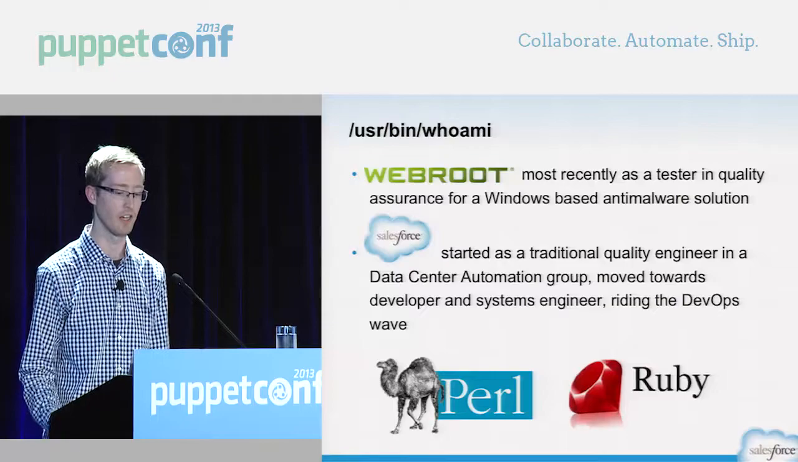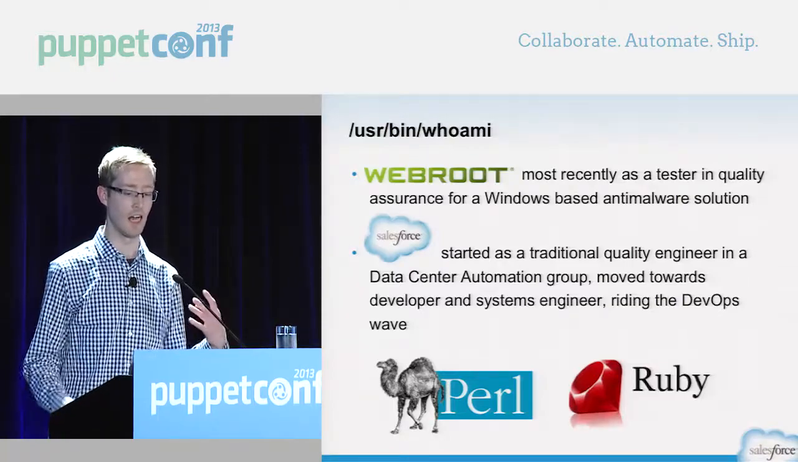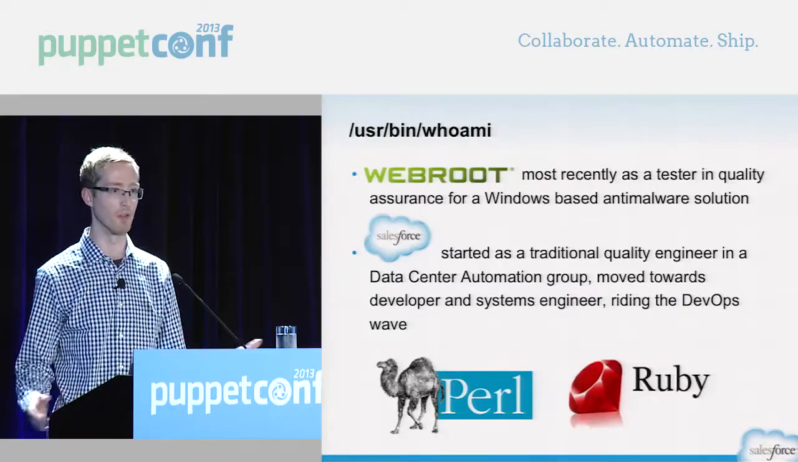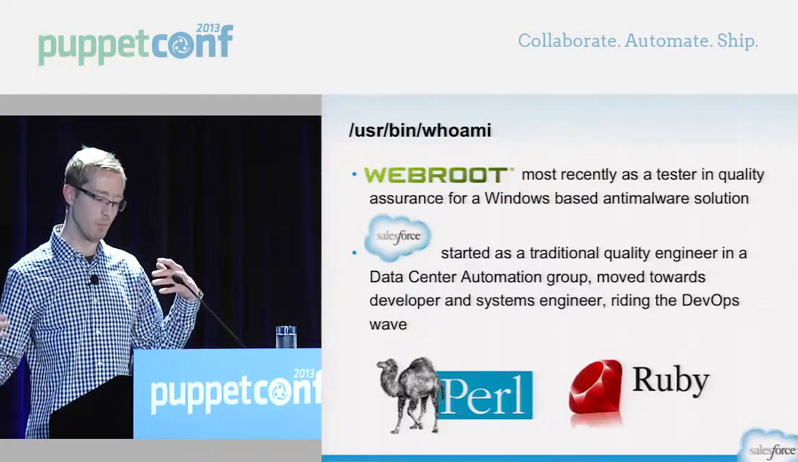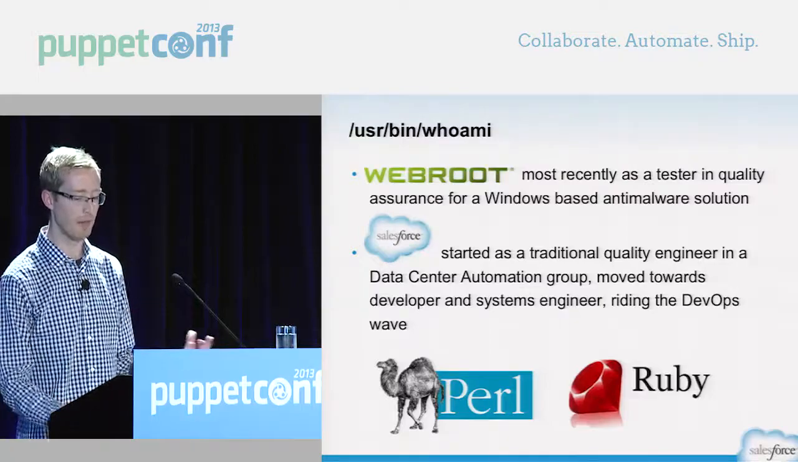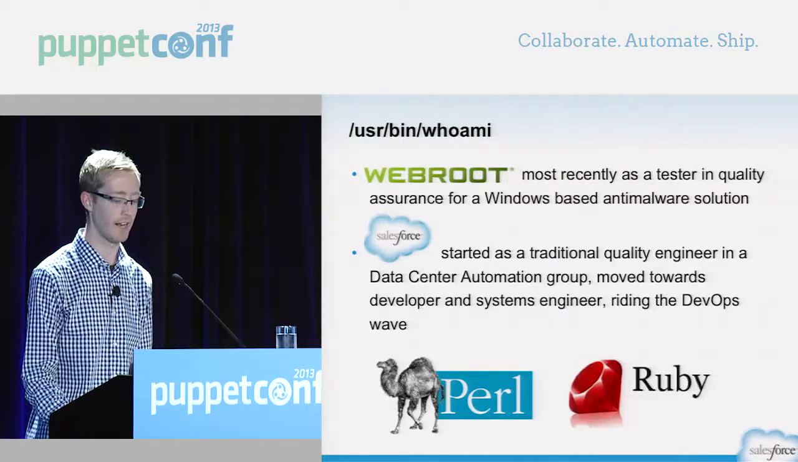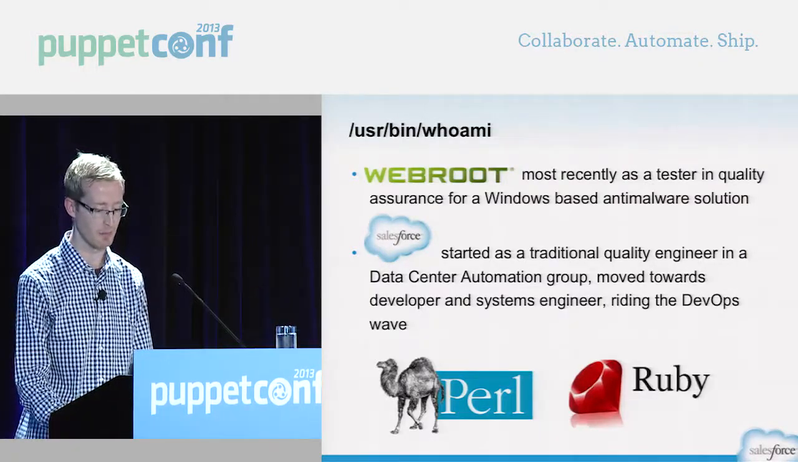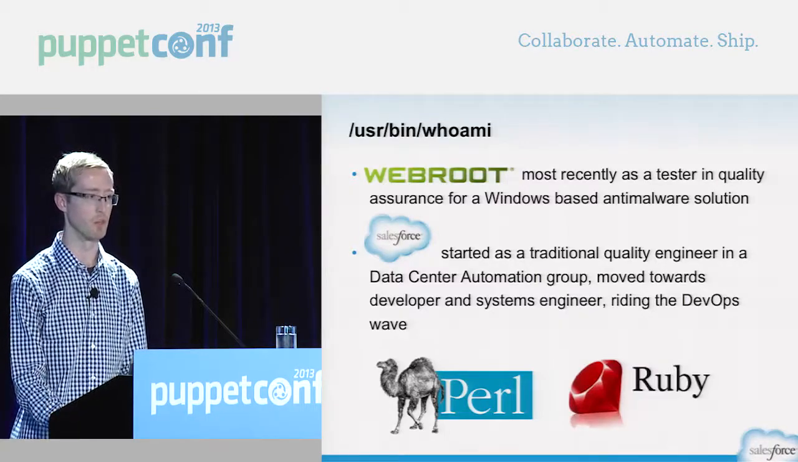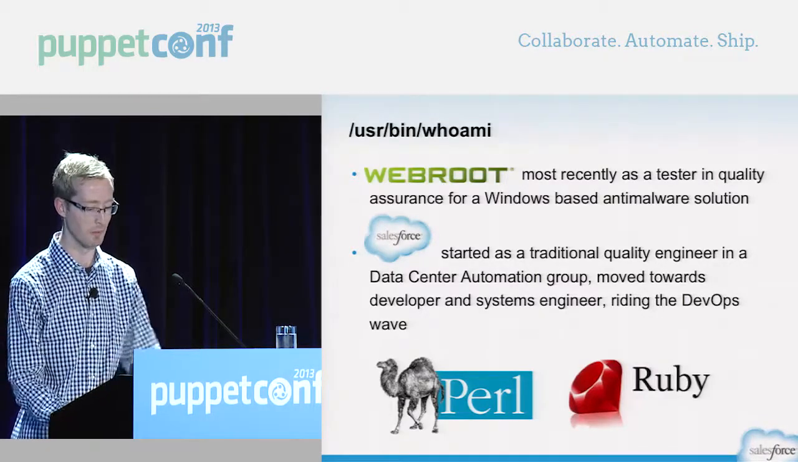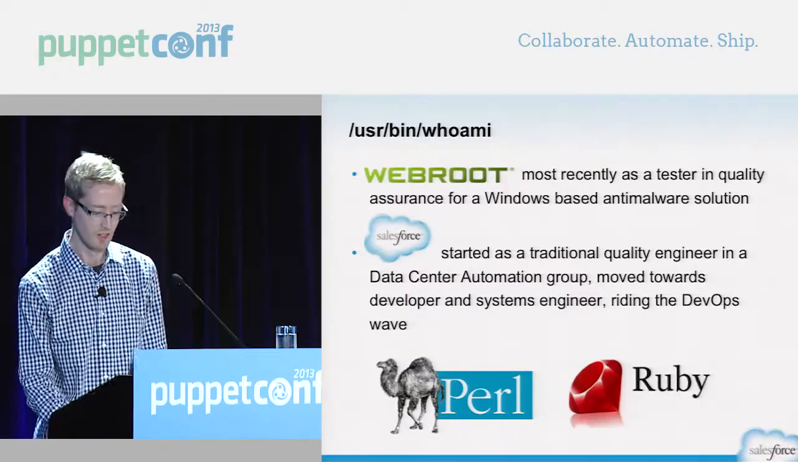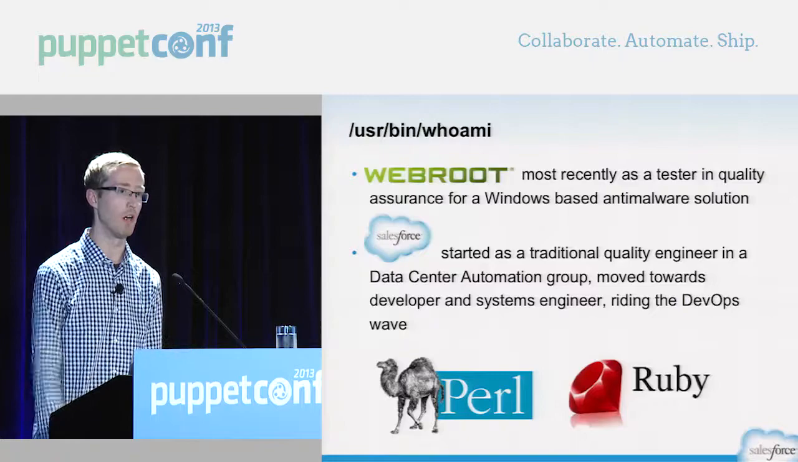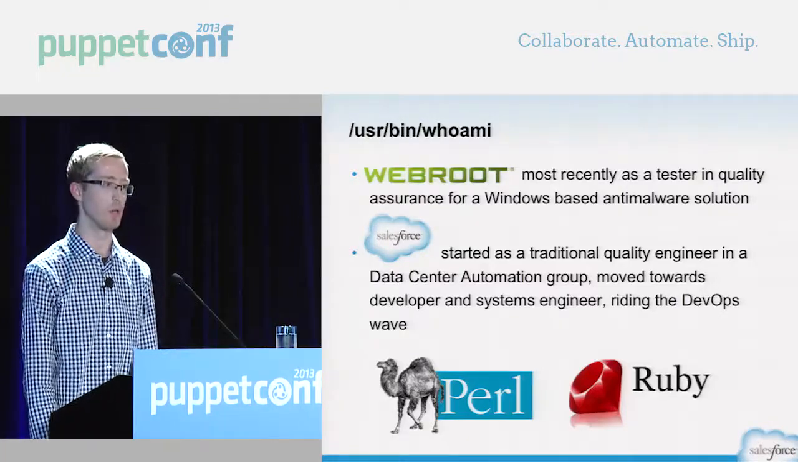I started as a quality engineer in the data center automation group, or one of the data center automation groups. And as part of joining that group, I've moved towards a developer, and with the help of some great guys on my team, even into some systems engineering. I don't consider myself a systems engineer, but I have some of those qualities. Most of the code that I write, or used to write anyway, was in Perl.